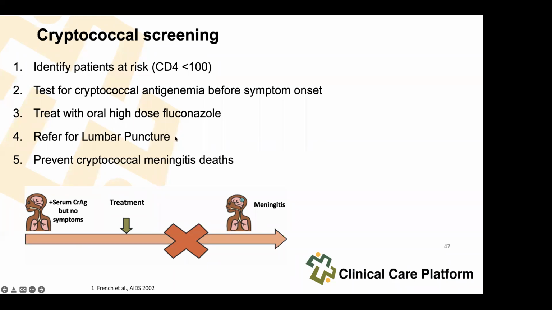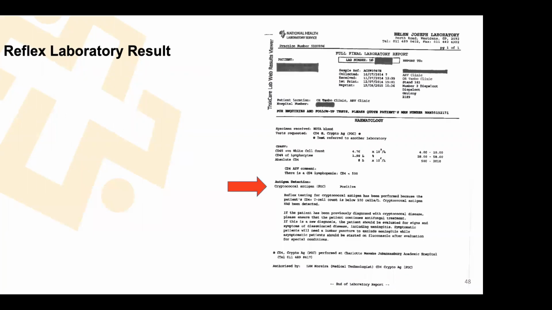We refer all these patients for a lumbar puncture so that we can exclude a meningitis, because remember, if the patient has a meningitis, the treatment is totally different. Then we prevent. The idea is to identify our patients who have a positive crack antigen before they get a meningitis, and we can interrupt the progression by offering appropriate fluconazole prophylaxis treatment at that point in time.